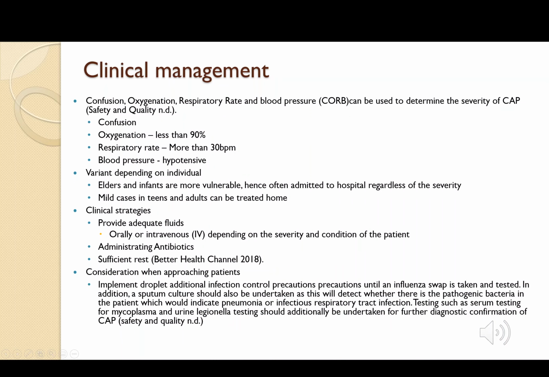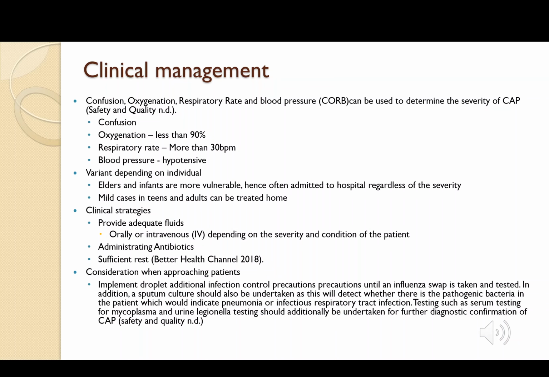When managing community-acquired pneumonia in the clinical setting, the CORB criteria can be used to determine the severity. This includes confusion, whether the patient shows signs and symptoms of being confused, oxygenation as less than 90% saturation, respiratory rate as more than 30 breaths per minute, and blood pressure as hypotensive.